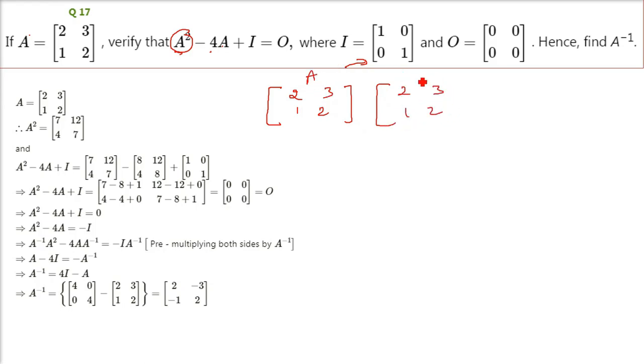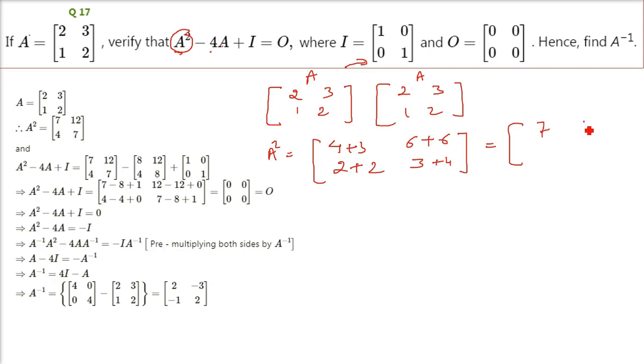So A squared we are interested in. 2 into 2 is 4, 3 into 1 is 3, so 4 plus 3, then 2 3 and 3 2, then 1 2 and 2 1, and then 1 3 and 2 2, multiplied and added. So this is A square. A square will be what? It is going to be 7, this is 12, this is 4, and this is 7. Now we have to put this in this expression or identity.